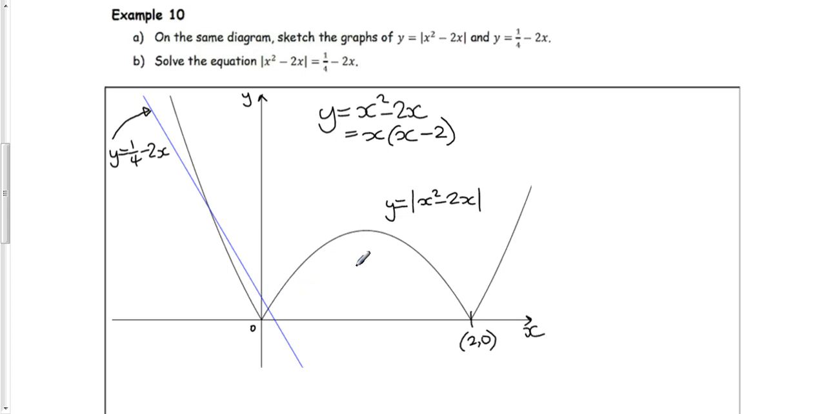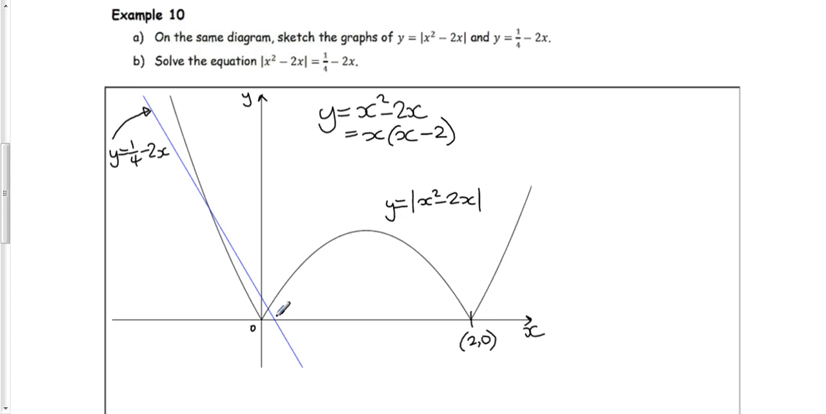Now let's go ahead and find the intersections in part B. So part B, we're solving the equation, which is the mod graph equaling the straight line graph. Of course, that's going to be the 2 points where the graphs meet.